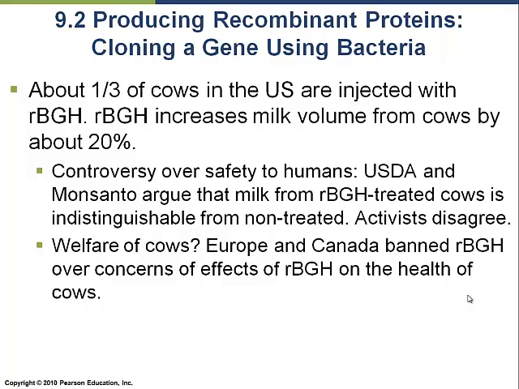And so in this case, the bovine growth hormone is used legally with cows to increase milk production. Bovine growth hormone increases milk production from cows by about 20%. There's some controversy over the safety to humans. USDA and Monsanto argued that this milk is indistinguishable from non-treated milk. So in other words, when we take this milk and we look at all the components, the molecules of the milk, they're all exactly the same as non-treated milk. And so that's what our best science indicates at this point.